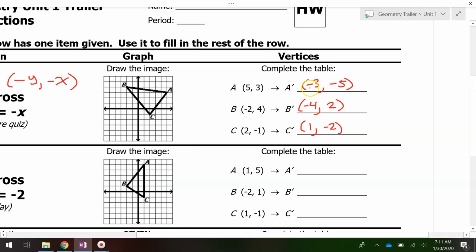Let's graph these. So negative 3, negative 5 is going to be about here. And then negative 4, 2 is going to be here. And 1, negative 2 is going to be here. All right, so that was A prime, B prime, and C prime.